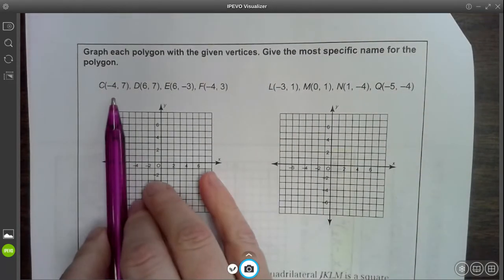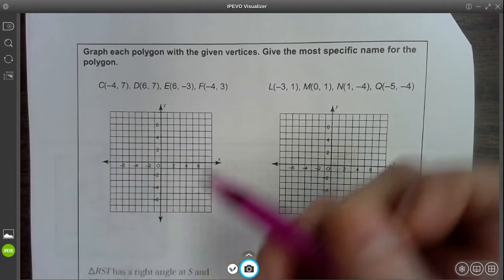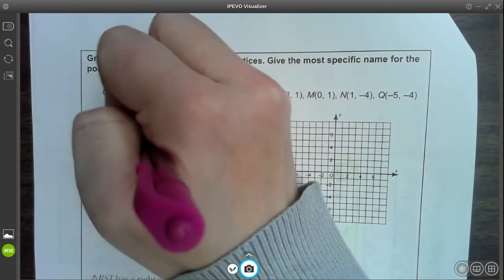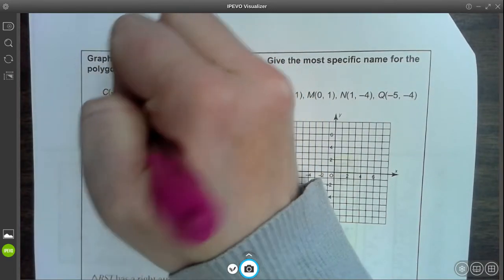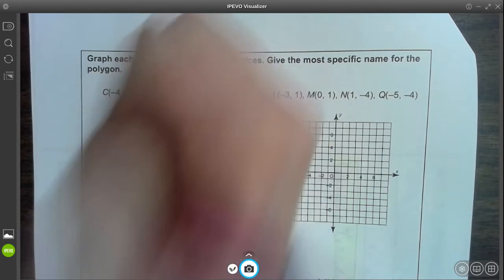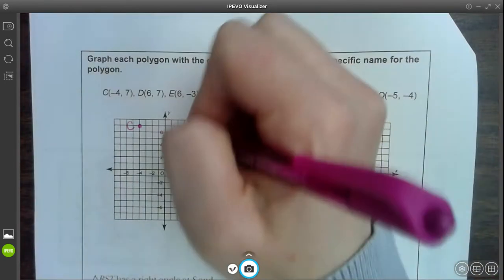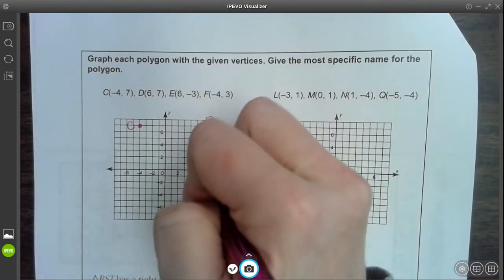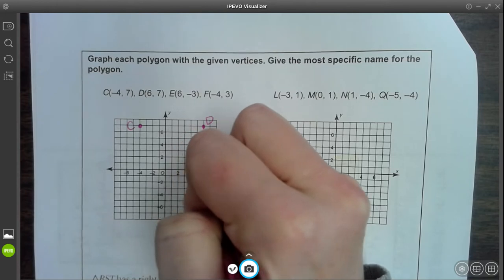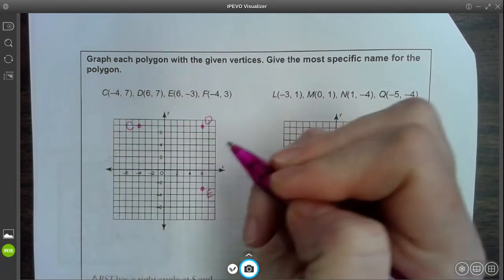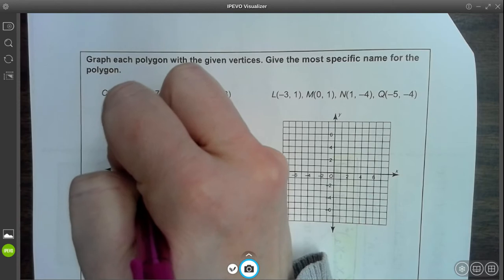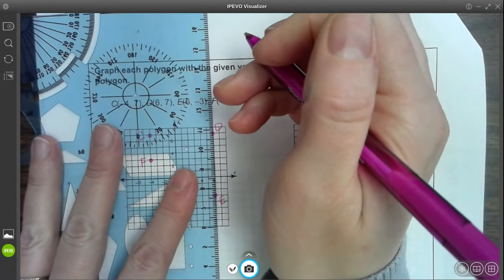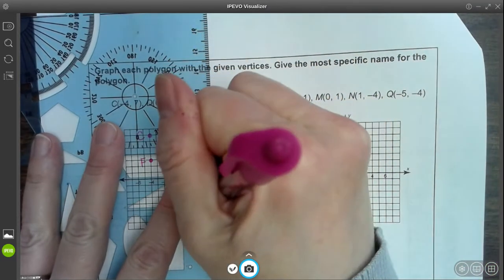All right, so we're going to go ahead and plot all of these points and label them. C is at -4, 7, which is going to be up here. Then we have point D, which is at 6, 7. E is at 6, -3. And then F is at -4, +3. Okay, I'm going to connect these using a straight edge here.